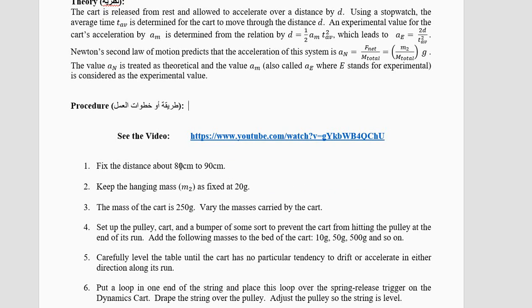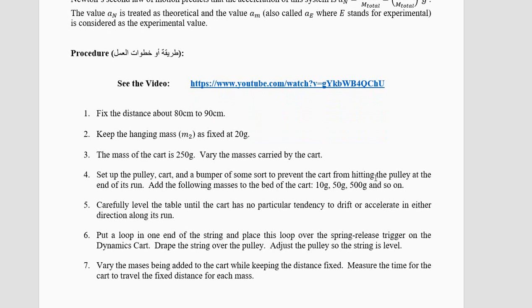Now we are going to fix the distance at about 80 centimeters to 90 centimeters. In the problem it was 70 centimeters. Hanging mass we are going to fix at 20 gram, because if you put a big hanging mass, the acceleration is very high, things will fall and break. So for experimental convenience, we are going to put a hanging mass, M2 equal to 20 grams. The mass of the empty cart is 250 grams. In the problem it was different, here it is 250 grams.